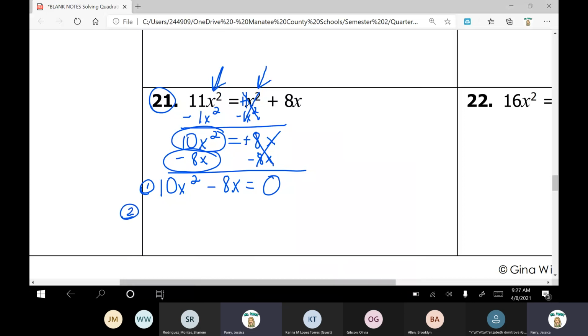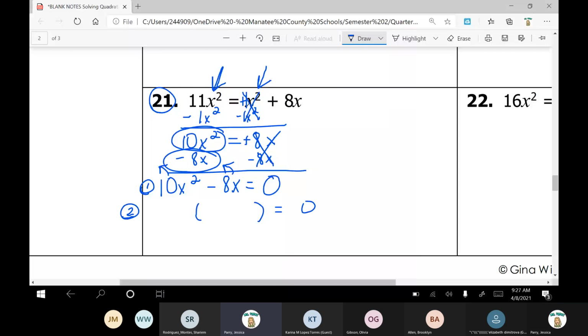Now step 2, factor out the left side. For this one, it's going to be kind of like one other problem that we did, where we're actually going to need to find a GCF. So we're only going to need one set of parentheses, setting it equal to 0.